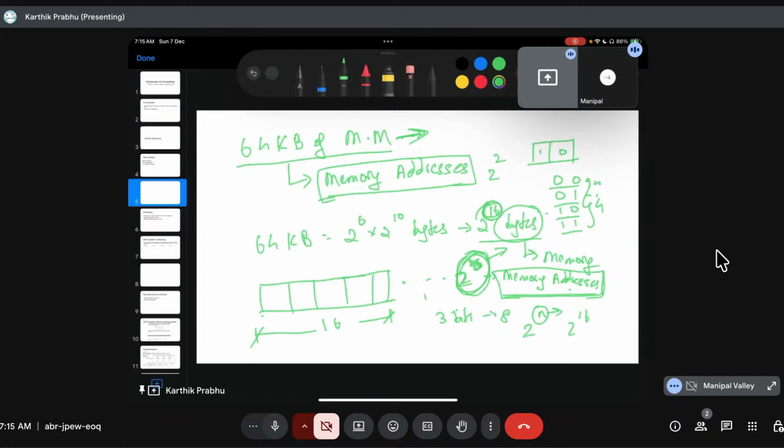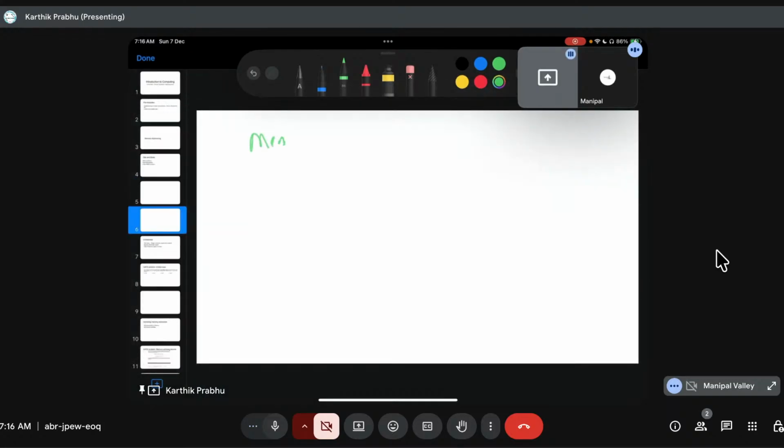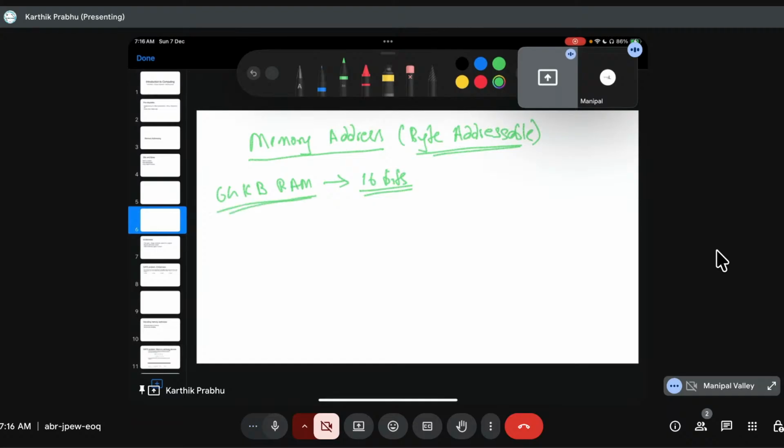So the size of my memory address, which is also called the address bus, for 64 kilobytes of RAM, that would be 16 bits if it is byte addressable. GATE asks a lot of questions on this. So understanding how to find the number of bits in memory, all of these things, is important.